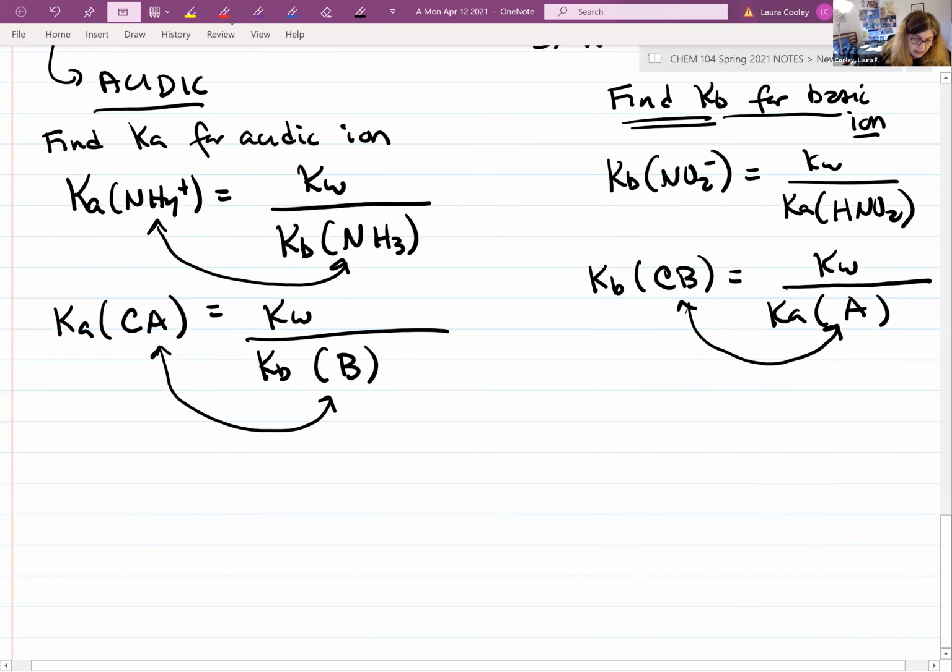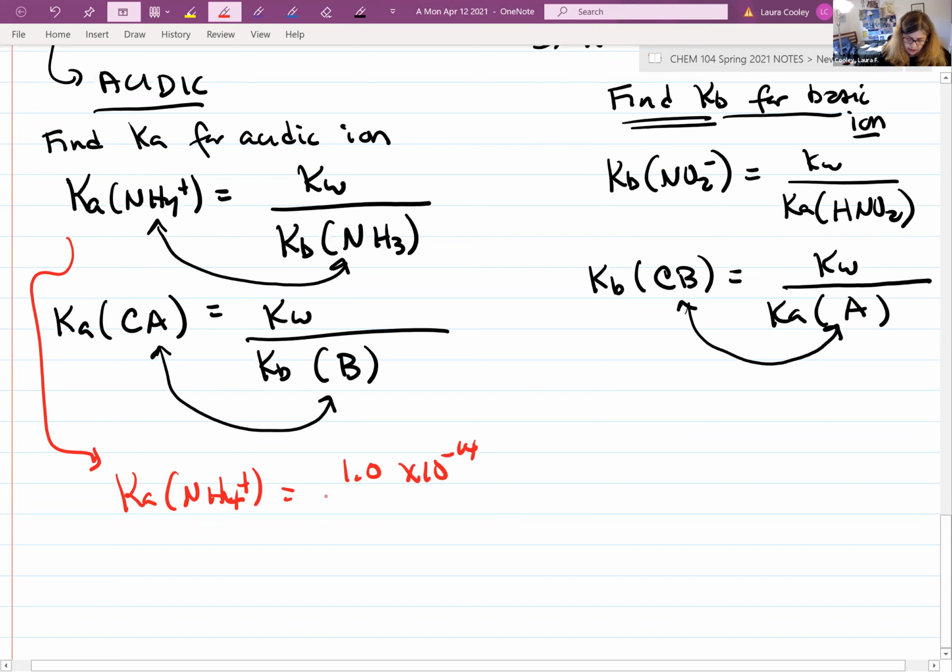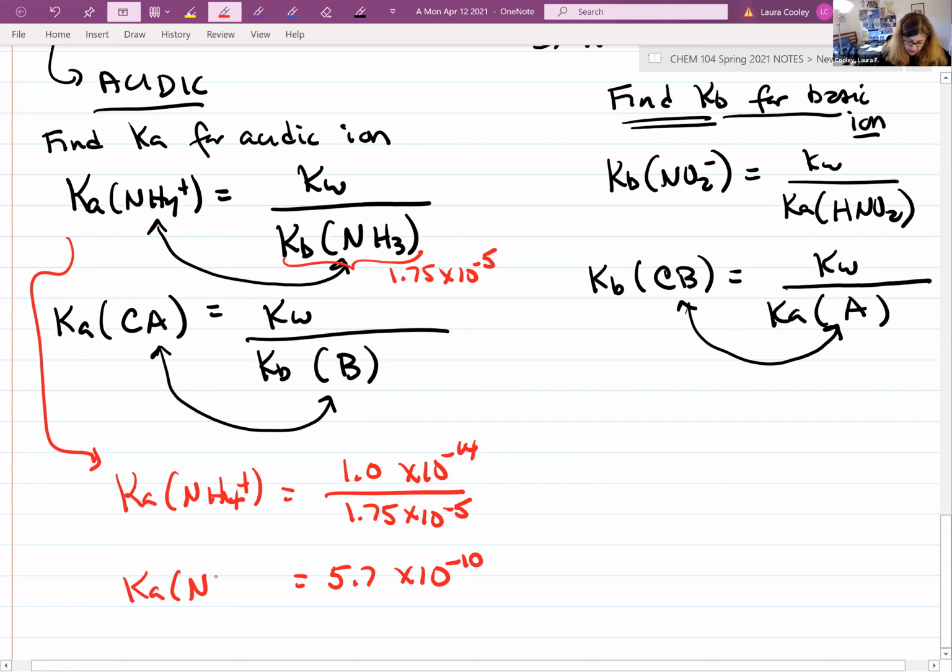Taking this down here, Ka for NH4 plus is 1 times 10 to the negative 14th over, now, if I look up Kb for ammonia on the chart, it's 1.75 times 10 to the negative 5th. Interestingly, it's exactly the same value as Ka for acetic acid, but that doesn't matter to us here. So this Ka for ammonium is 5.7 times 10 to the negative 10th. It's actually quite a small Ka, but it is still meaningful.